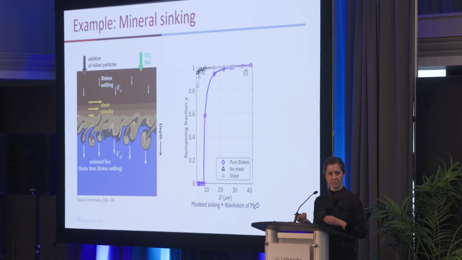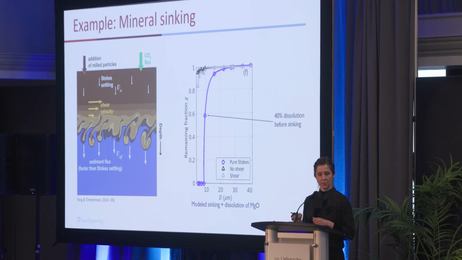So this is an example from mineral sinking. This is a study by Yang and Timmermans showing magnesium oxide dissolution and sinking with different model approaches. So this blue line shows the Stokes settling velocity. And if you consider a particle of 10 micron diameter, about 40% of that particle will dissolve before it sinks out of the mixed layer.